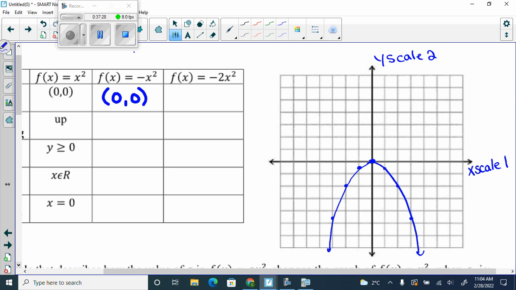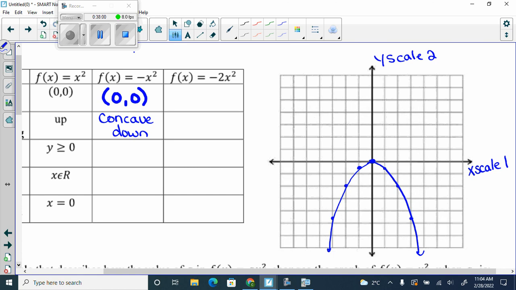All right. What is the vertex at? 0, 0. What is it, concave up or concave down? Why? Because your A is negative. Exactly. Concave down. What's my range this time now, though? Yeah, less than or equal to. And it's still at 0, though, right? Because we're still equal to that 0, but now the whole graph's below.